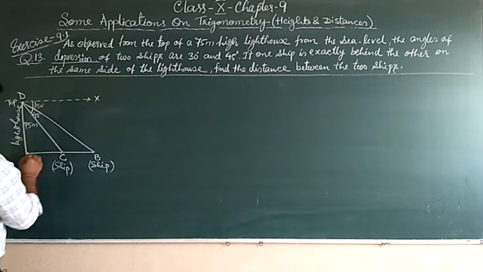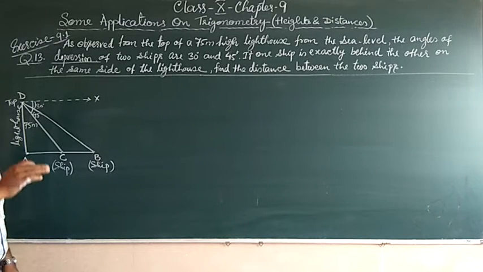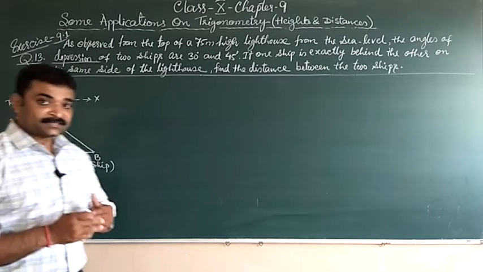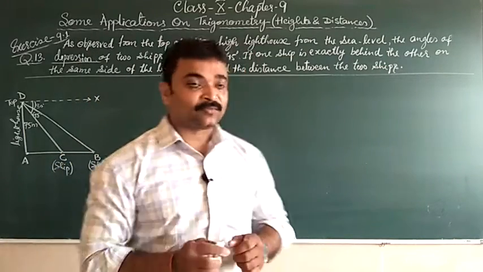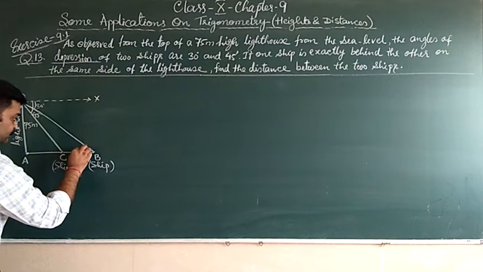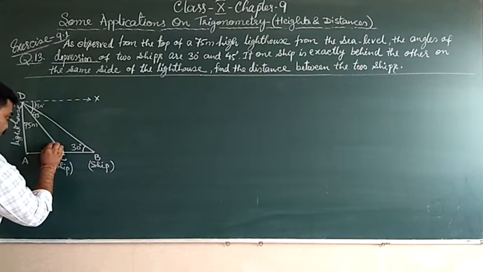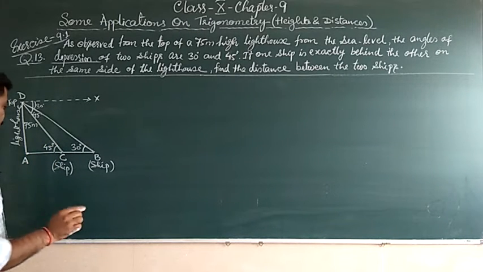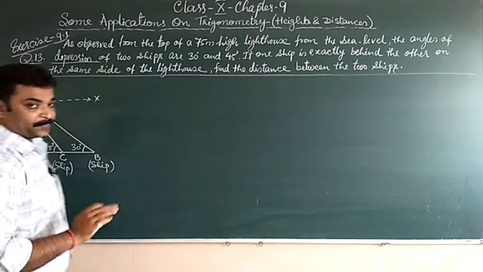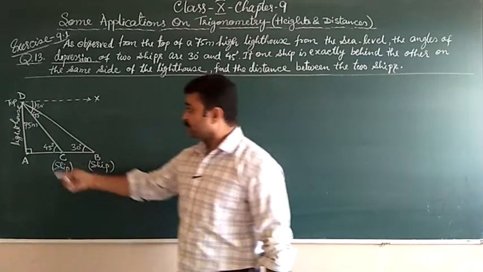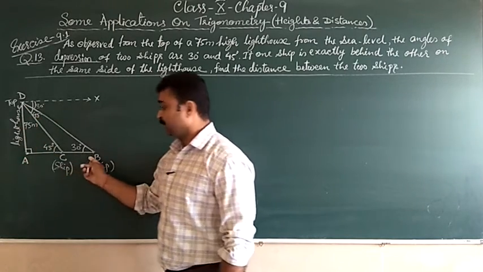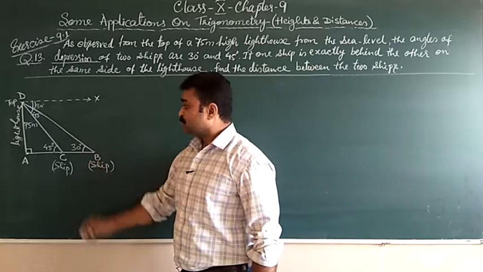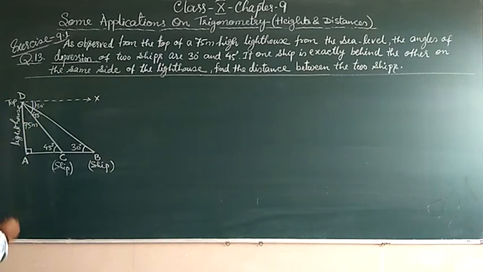See, this DX and AB are parallel. And if a transversal intersects two parallel lines, then the alternate interior angles are equal. Therefore, this angle must be 30 degree and this angle will be 45 degree. Clear? Now students, we have two right triangles. First one is DAC and second one is DAB. Clear? So, we will write here what is given.